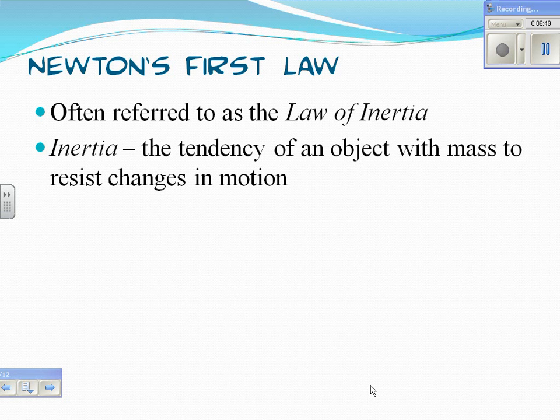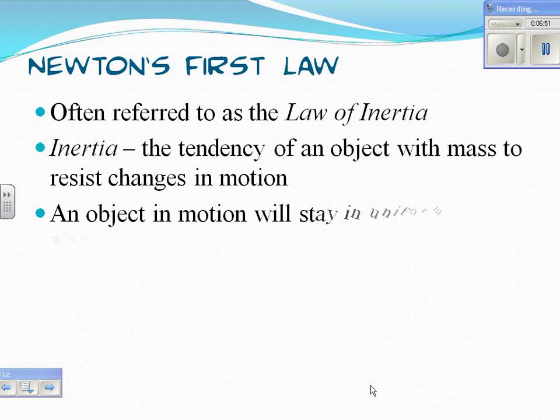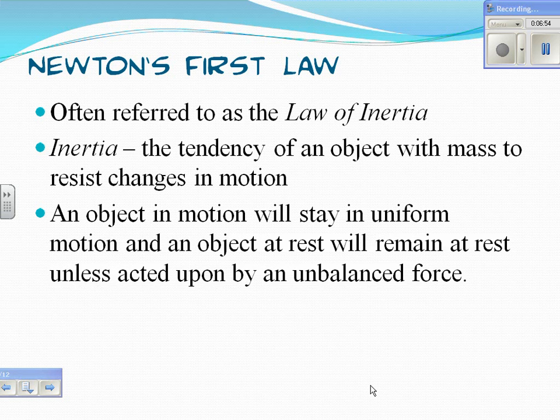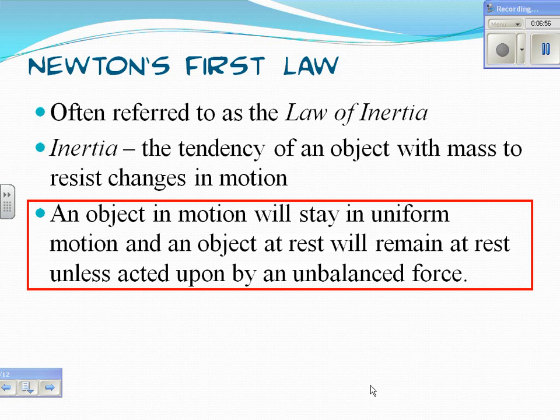This law is usually summed up in the following statement. An object in motion will stay in uniform motion, and an object at rest will remain at rest unless acted upon by an unbalanced force. This means that if it's got a velocity, it will keep that velocity. Same speed, same direction. If it's at rest, it will remain at rest, unless it's got some force on it.